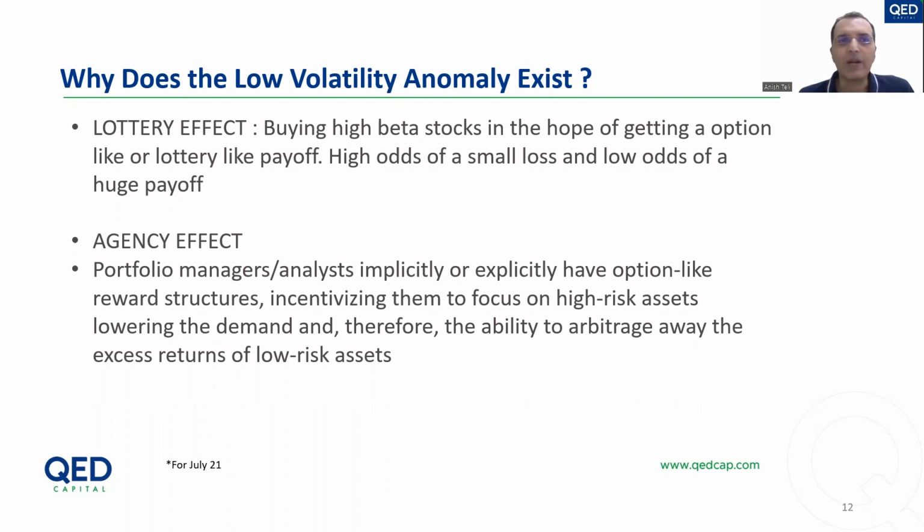Also, the agency effect. Why do portfolio managers fall prey to this? The reason is they're focused on short-term attention span and short-term performance, and they want to see stocks that go up in the short run because of weekly, monthly and quarterly reviews. So what happens is that these high volatility stocks get overpriced and low volatility stocks get underpriced, and that's the whole behavioral rationale for why the low volatility factor even exists.